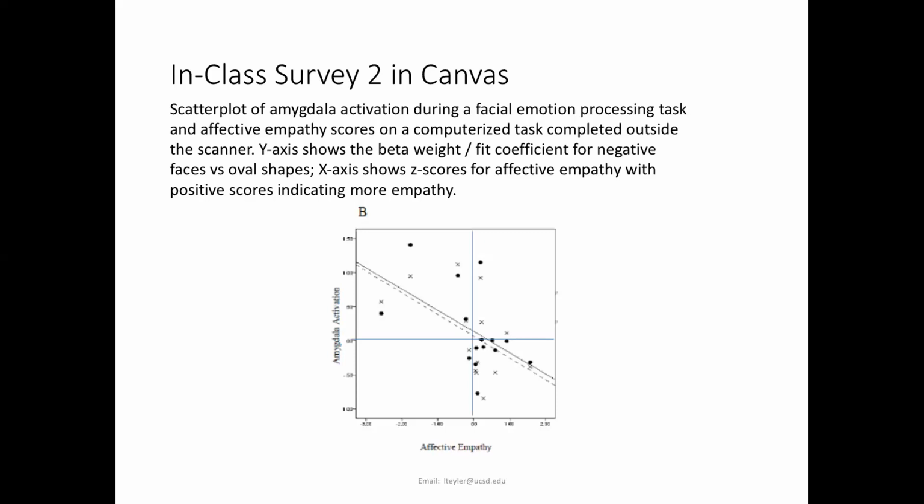The correlation is being driven a lot by these people that have low levels of affective empathy, and they're the ones whose amygdala is really reacting to the negative faces, whereas the people who have higher levels of affective empathy are kind of near 0, so they don't have a big difference in their amygdala response to the faces. A little bit for these ones over here, but in general, it's important to be able to look at these kind of scatter plots to understand how to interpret them, because of where they are based on 0.